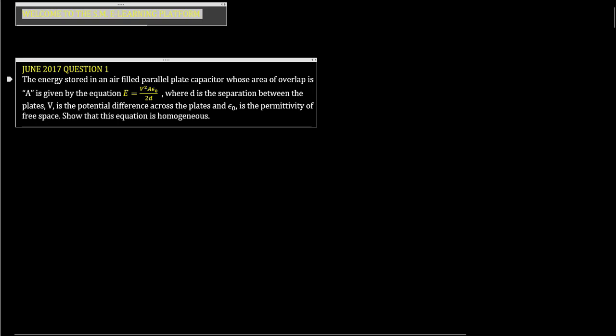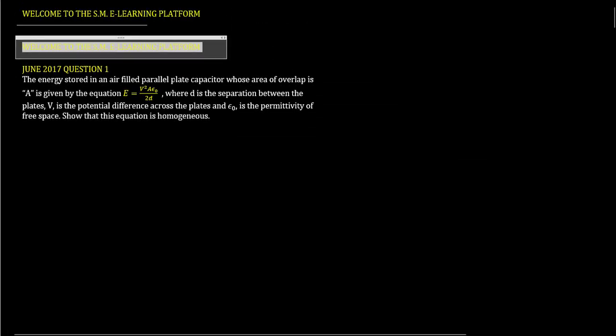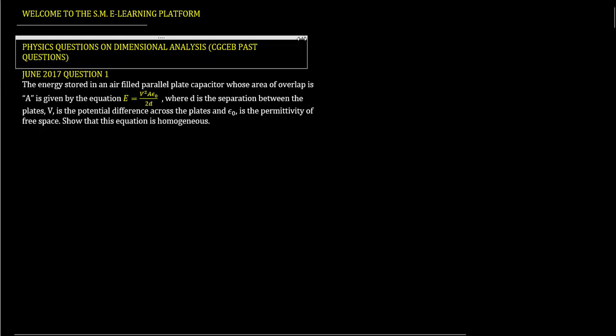In today's video, we are going to solve some questions in Physics Paper 2, that's the Cameroon GCE, the Cameroon General Certificate of Education Board, Paper 2 type. So, we are going to be solving physics questions, dimensional analysis. More particularly, we are going to solve GCE questions. We are going to solve the Cameroon General Certificate of Education Board past questions. Okay, so now with this we can begin our session.